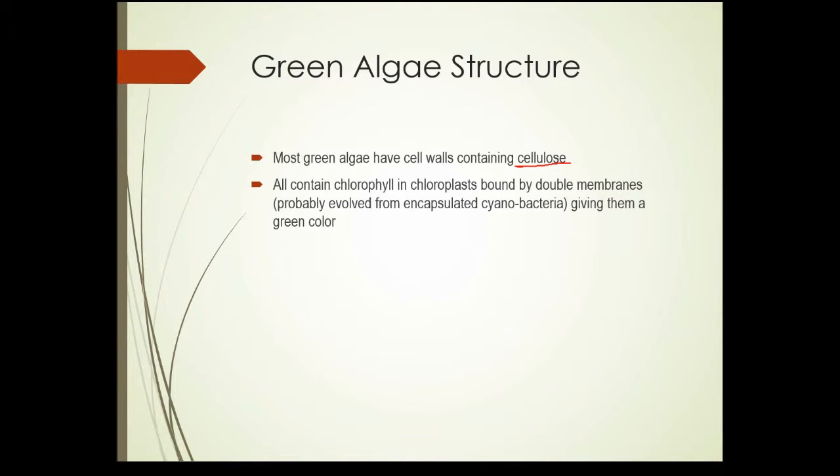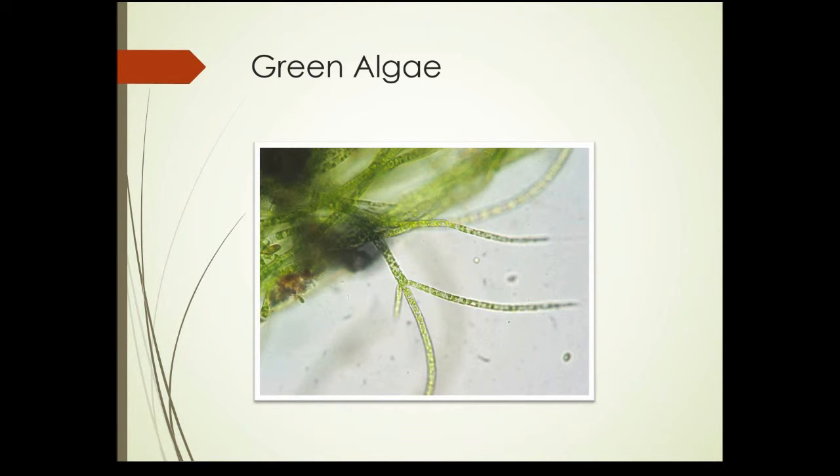They also all contain chlorophyll in chloroplasts. The chloroplasts are bound by double membranes, and remember, those probably came from encapsulated cyanobacteria. All of this gives them a green color. This photograph shows a branching filament type green algae. This would be very close to microscopic, but you can sort of make out here the divisions that might be individual cells.